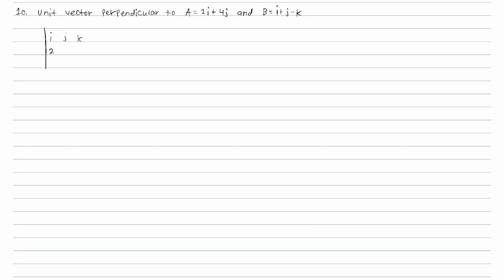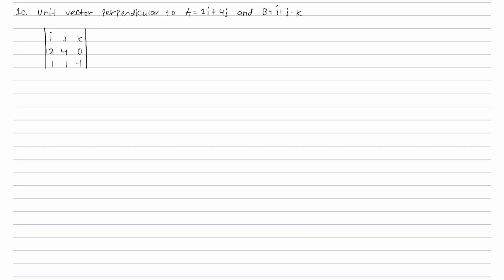So you would just list the coefficients for each component. For example, the A vector is 2i plus 4j. So where we see i, we're going to place the coefficient of 2. 4 is going to go right under j. And because we have no component in the z direction, we're just going to leave that at 0. And do the same thing for vector b. So we're going to have 1, 1, and negative 1.